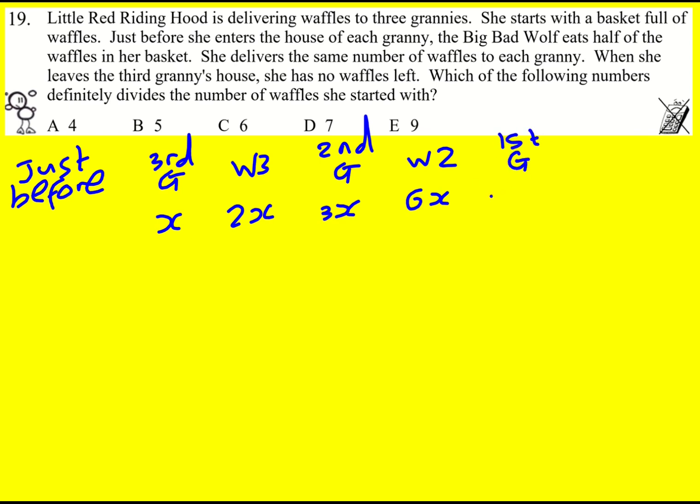First granny, she's given X waffles too, so 7X. You can see we're just following this pattern now. And then the wolf, the first time, would have eaten half, so we need to double it. She had 14X waffles at the start. It's necessarily a multiple of 14, and hence it is necessarily a multiple of 7.